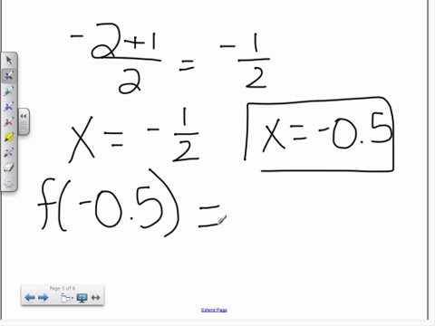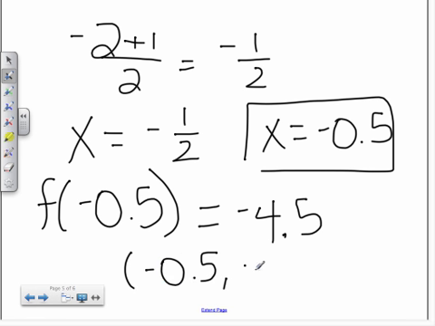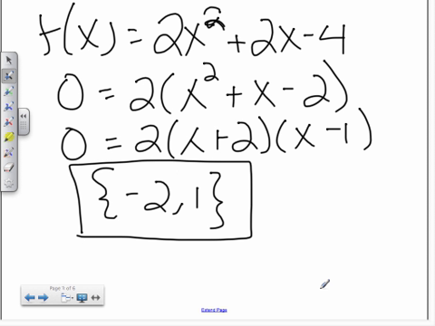which means that my vertex is going to be (-0.5, -4.5). Okay? So that's my third of 4 key pieces of information.